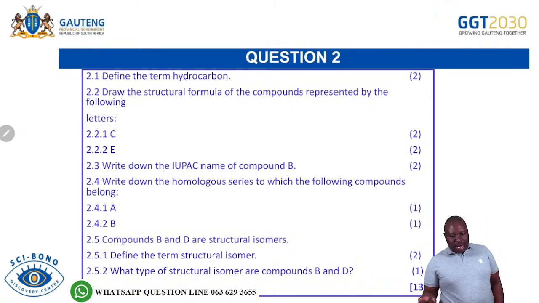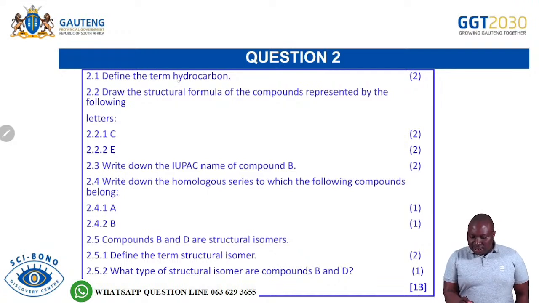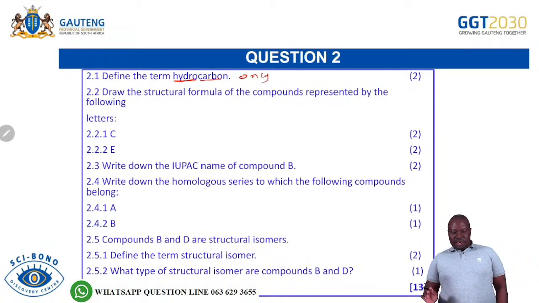Now, the questions that were asked, as I indicated: define the term hydrocarbon, as question 2.1. So please don't forget the order. We're saying these are organic molecules that are made up of hydrogens and carbon. Don't forget the word only. They are made up of hydrogens and carbons only.